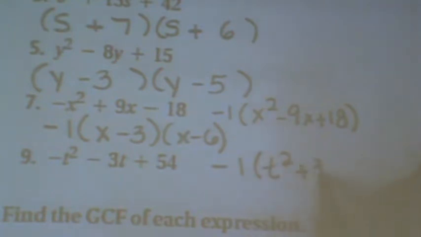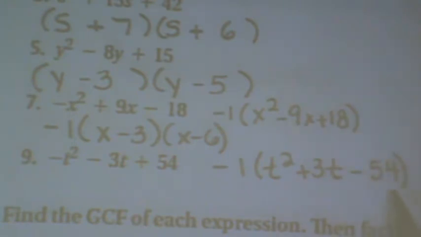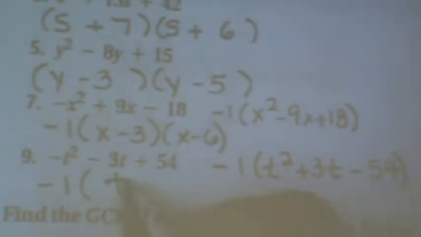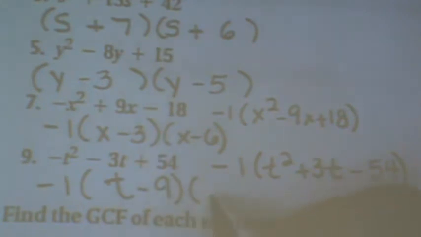And for 9, you're going to pull out a negative 1. You're left with t squared plus 3t minus 54. What times what is negative 54 but adds to be 3, and that would be 9 and 3. So t minus 9, 9 and 6, and t plus 6. 6 times 9 is going to be a negative 54 but adds to be a negative 3.